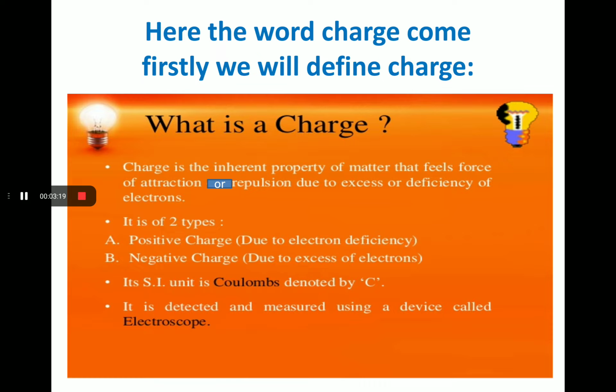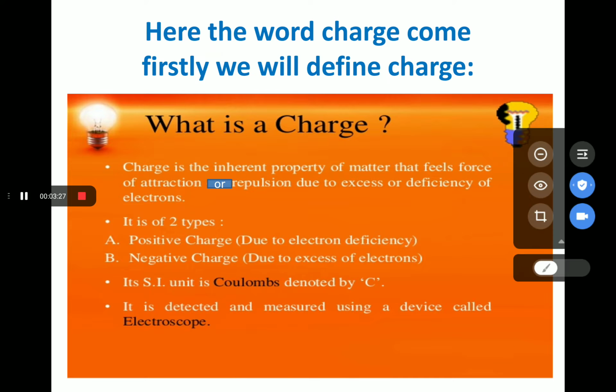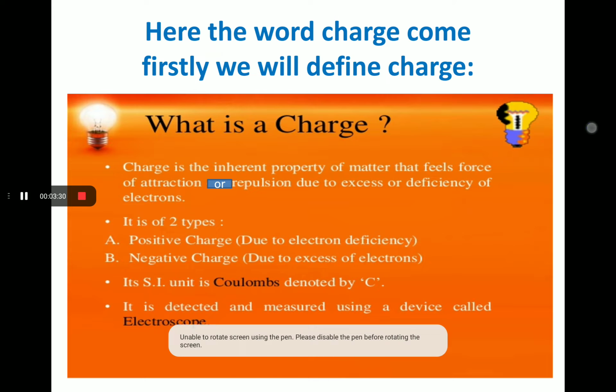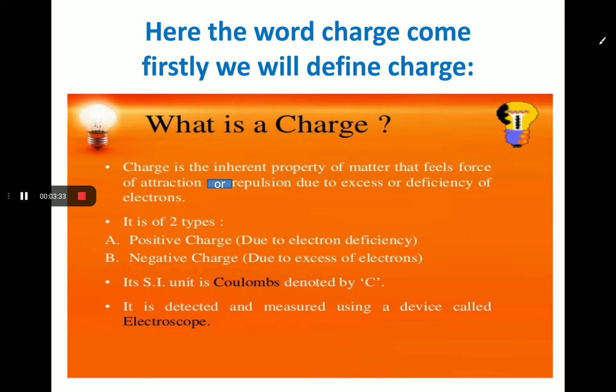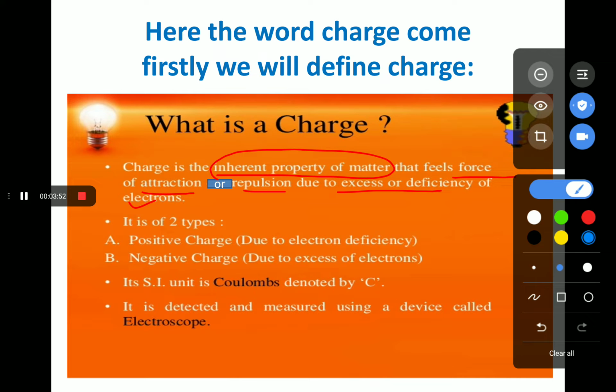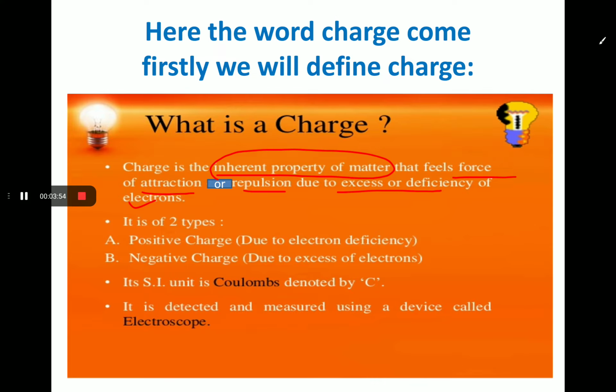This electric charge can be understood by using its property. Here, the definition of electric charge is given. The simple definition is that charge is the inherent property of matter that feels a force of attraction or repulsion due to excess or deficiency of electrons. Students, you know that if we place two protons, suppose I am trying to explain it, first is placed here and second is placed here.